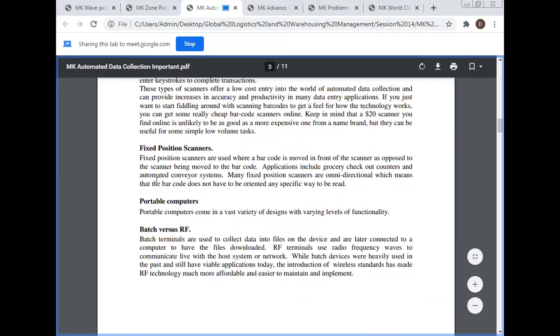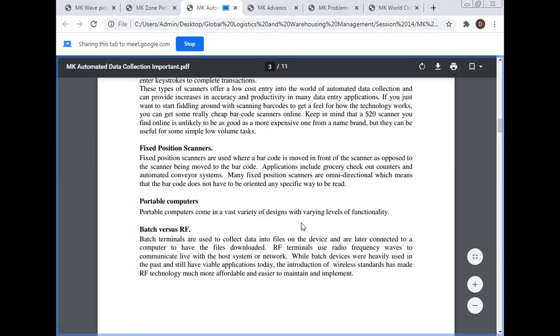Fixed position scanners. Fixed position scanners are used where a barcode is moved in front of the scanner as opposed to the scanner being moved to the barcode. Applications include grocery checkout counters and automated conveyor systems. Many fixed position scanners are omnidirectional, which means that the barcode does not have to be oriented any specific way to read.